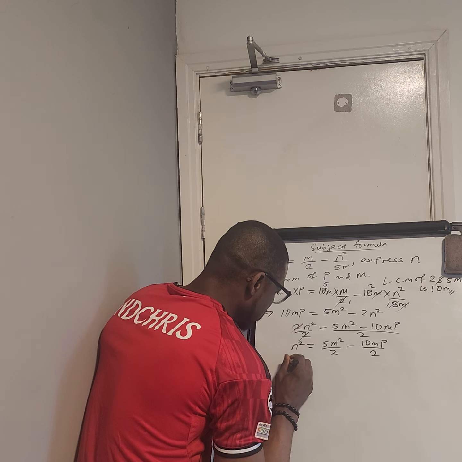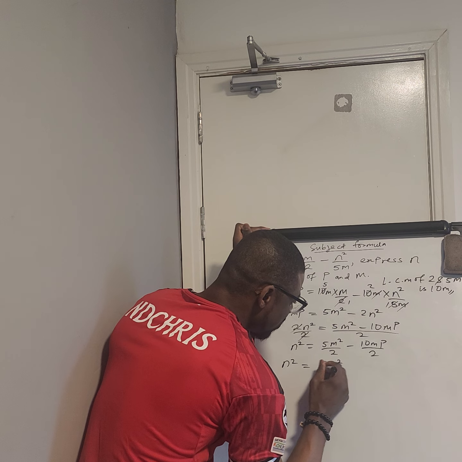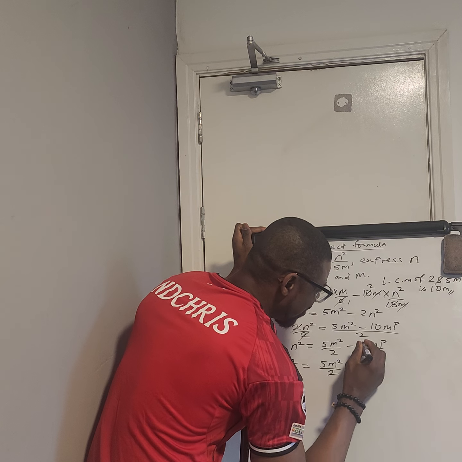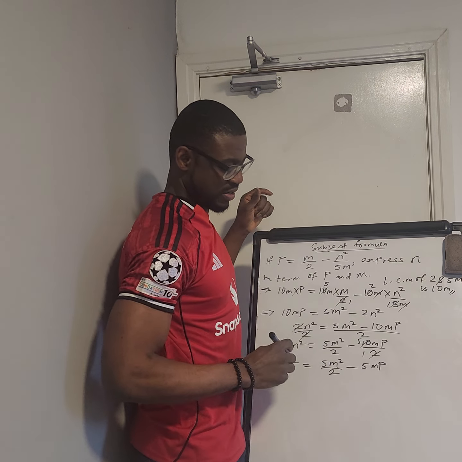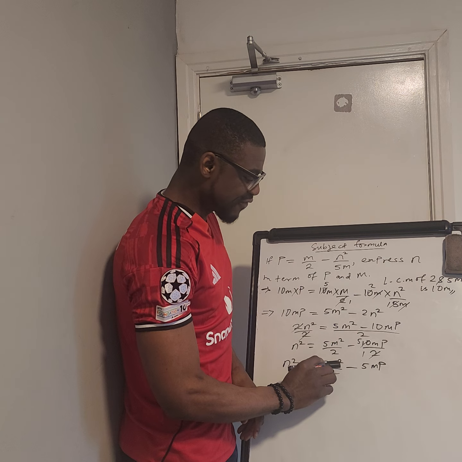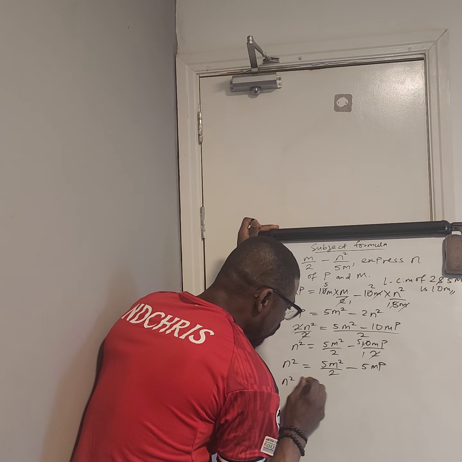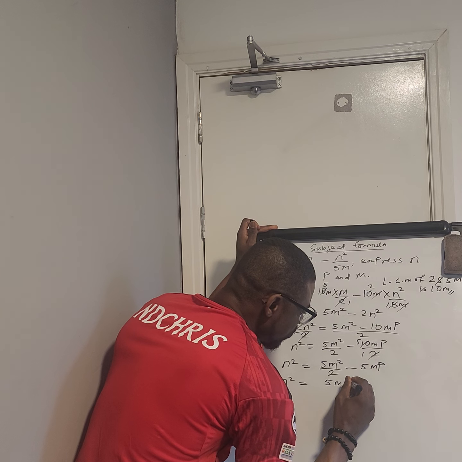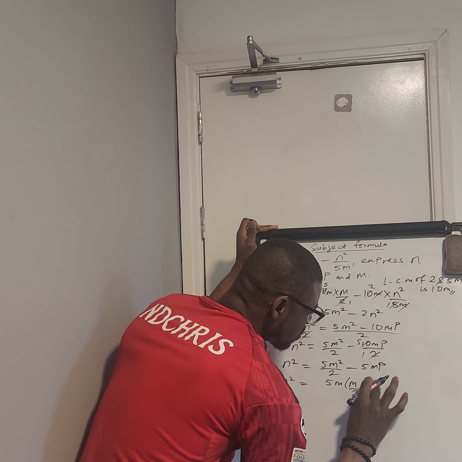So this becomes n squared equals 5m squared all over 2 minus, 2 goes in itself is 1, 2 goes in 10 is 5. So we have 5 here. That becomes 5mP. We can still break this further because there is something that 5m squared and 5mP have in common. Let us find out. So this becomes n squared equals 5m, brackets open, m all over 2 minus P.